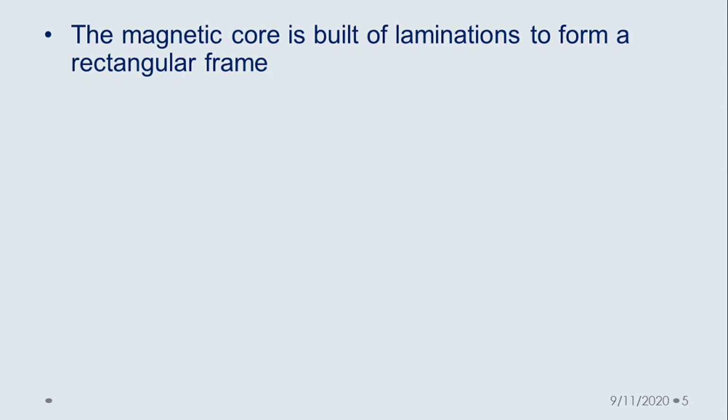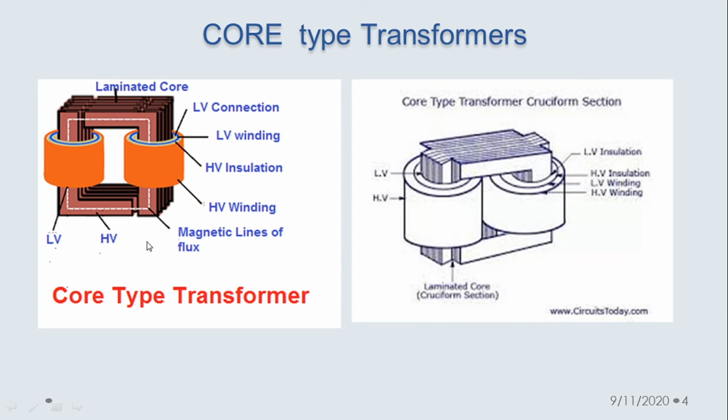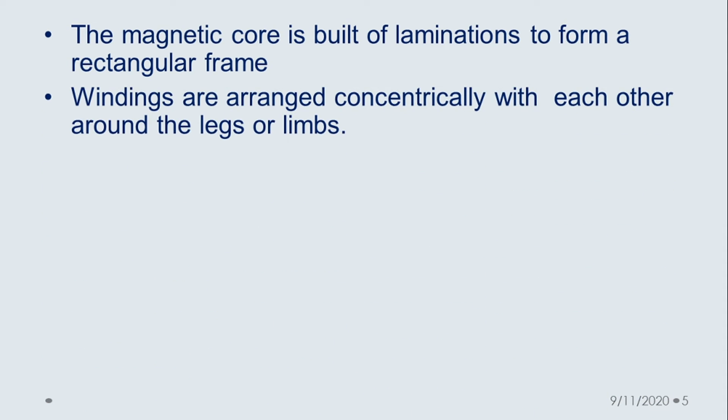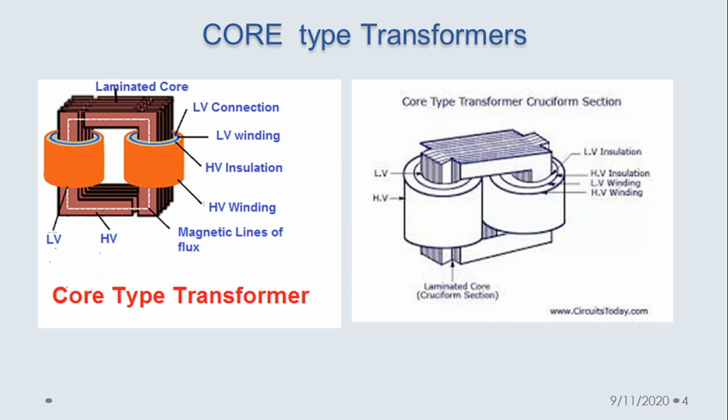The magnetic core is built of laminations to form a rectangular frame. If you see the frame, it is normally rectangular in shape, the magnetic core. The windings are arranged concentrically with each other around the legs or limbs. These are the windings, wound concentrically around the limbs or legs.